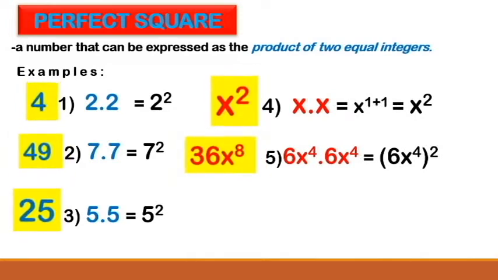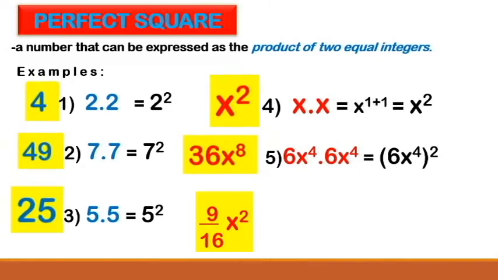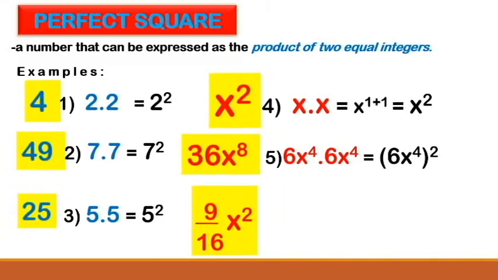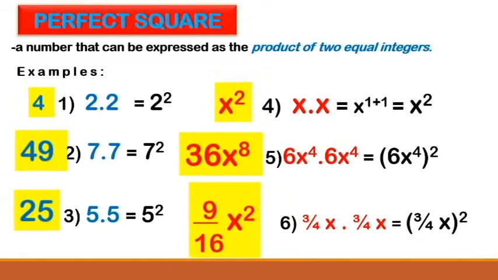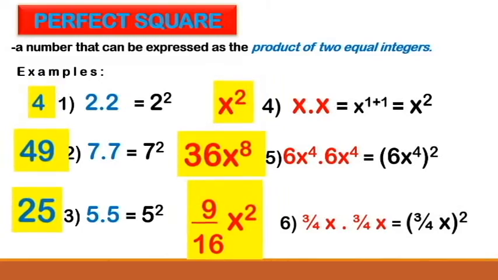And we also have 9 over 16x squared. So 9 can be expressed as 3 times 3 and 16 can be expressed as 4 times 4 and x squared can be expressed as x times x. So we have the quantity 3/4 x squared. So when you multiply a number or a variable or a term by itself, the answer is always a perfect square.